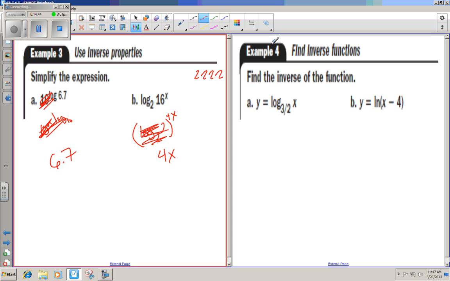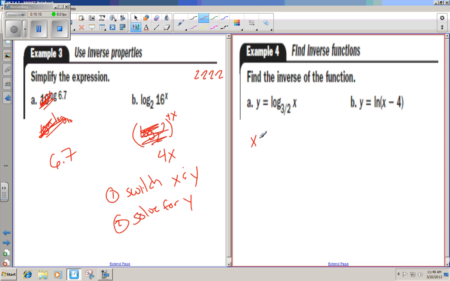All right, so finding the inverse now. Just like a section in chapter 6, the first step is to switch x and y. So step 1, switch x and y. Number 2 would be to solve for y then. So right here, first switch x and y.